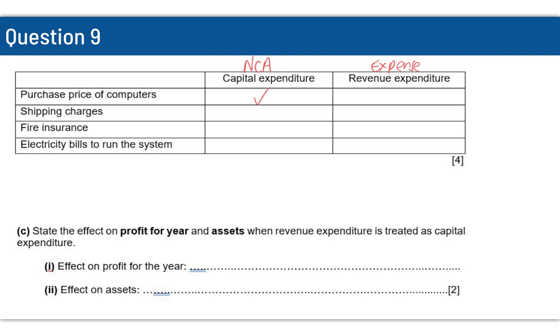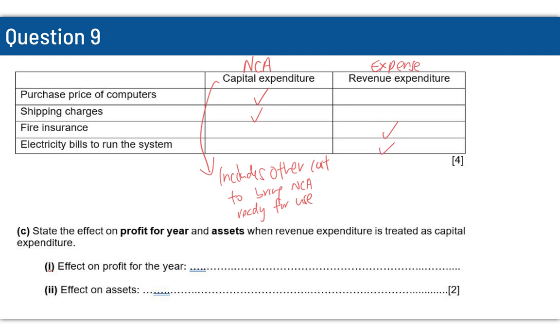Then any shipping charges, actually it sounds like an expense, but if you understand capital expenditure, it includes any additional cost that brings the non-current asset to its ready state. So actually we should put it under capital expenditure. However, the yearly expenses like insurance and also electricity bill should be recorded as expense.